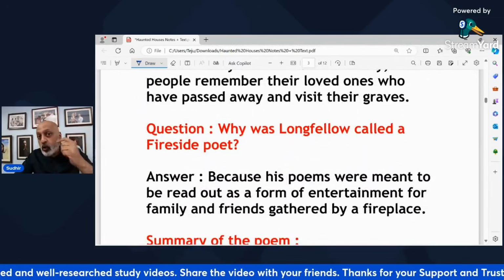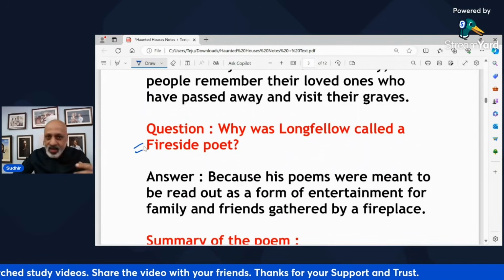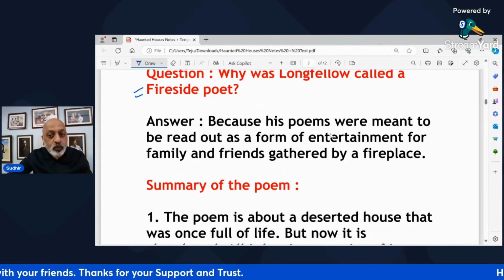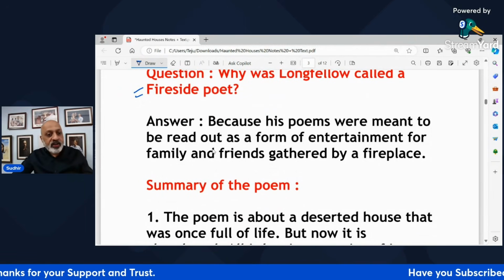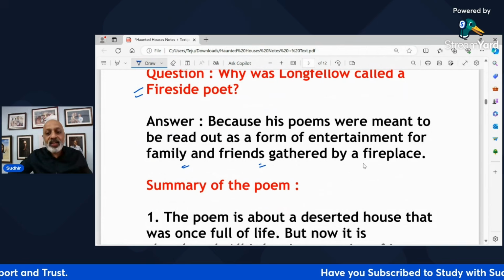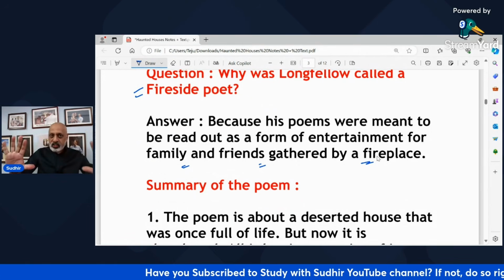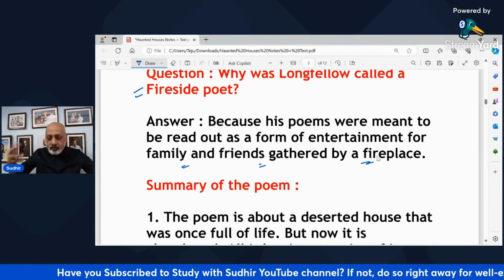Now, why was Longfellow called a fireside poet? This is an aside, for your general knowledge: his poems were meant to be read out as a form of entertainment for the family and friends gathered by a fireside. Let's just imagine a situation by a fireside.